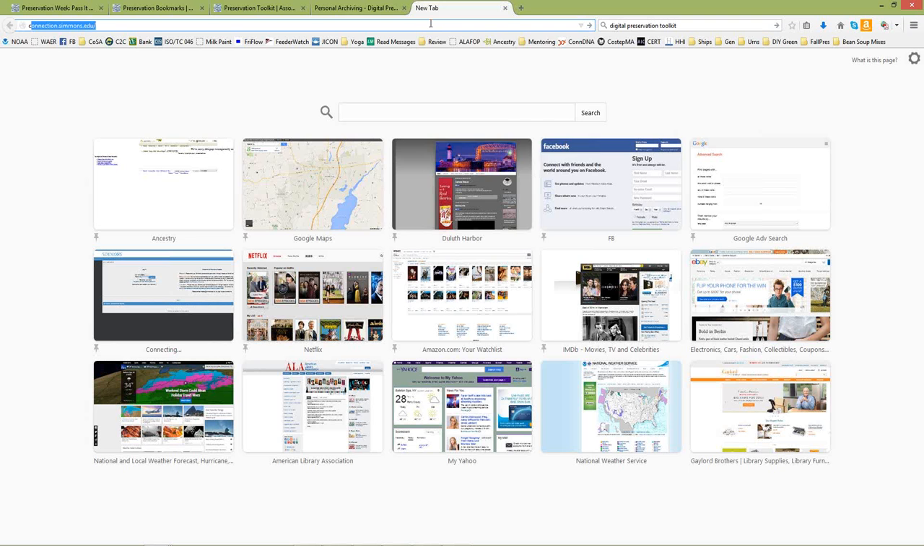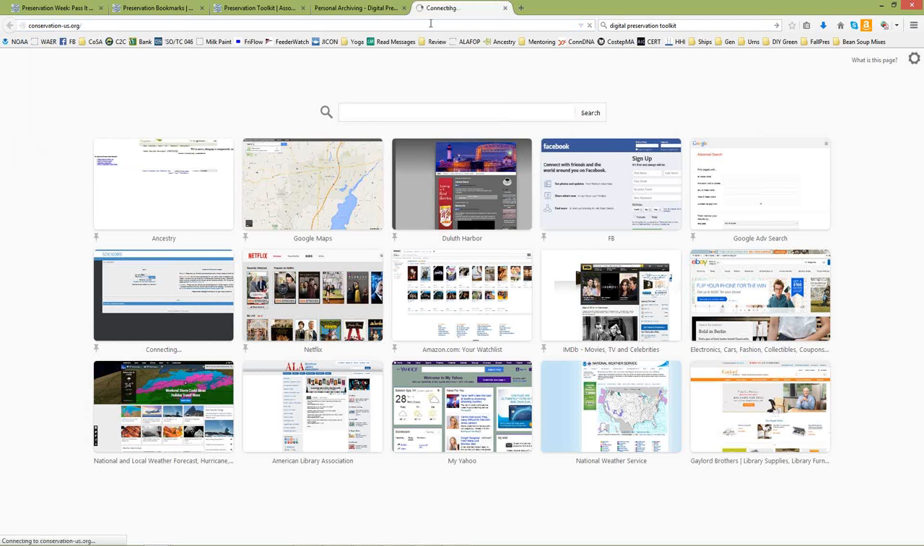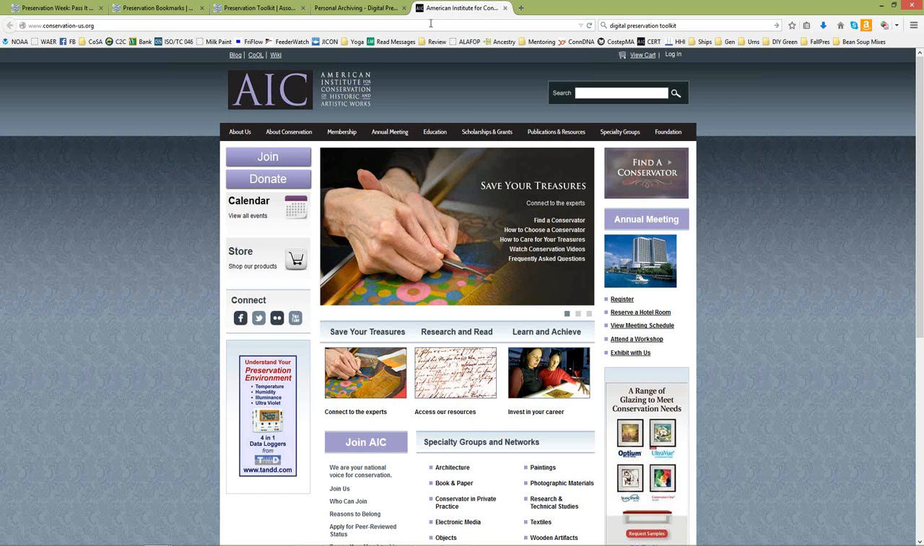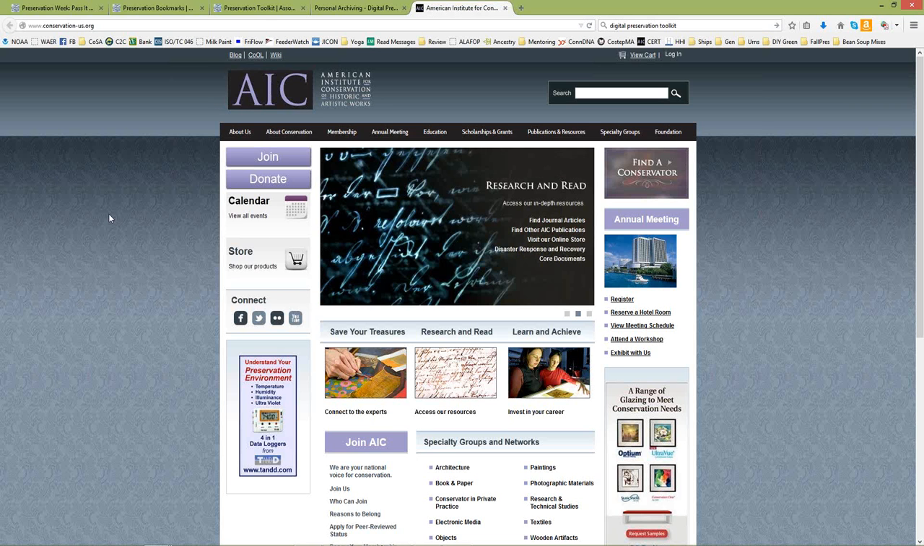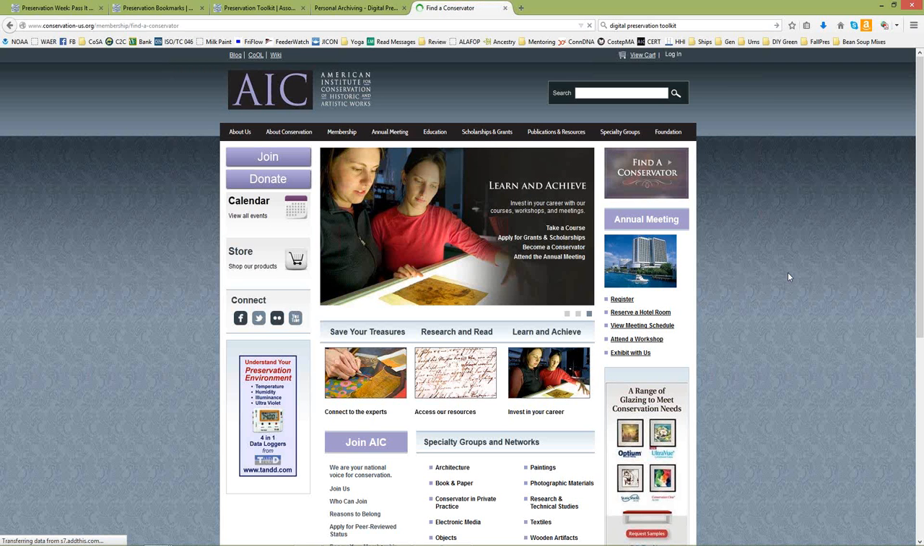One of the places that you can go to is the American Institute for Conservation. So if your institution doesn't already have a relationship with a conservator for non-library and archival materials, if you go to the American Institute for Conservation's website, which is conservation-us.org, you'll find up in the right-hand corner a button that says Find a Conservator. And this is at least going to give you an idea of what conservators are available in your area.